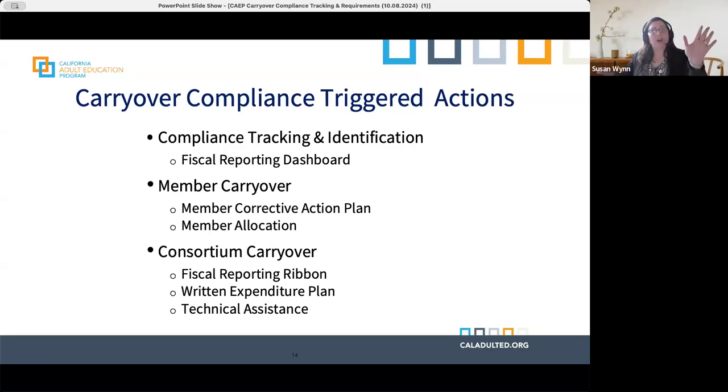Compliance tracking: there are a number of actions that are triggered depending upon what happens with the carryover thresholds, both for the consortia and with the members. And these appear in NOVA. So compliance tracking and identification, then we're going to look at member carryover and then the consortium carryover. So next slide, please.